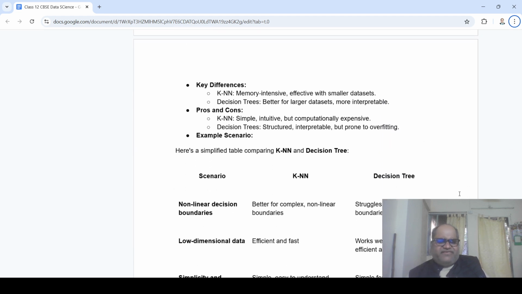Just key differences. KNN is memory intensive. It is effective with a smaller data set. Decision trees are better for larger data sets. They are interpretable as well.